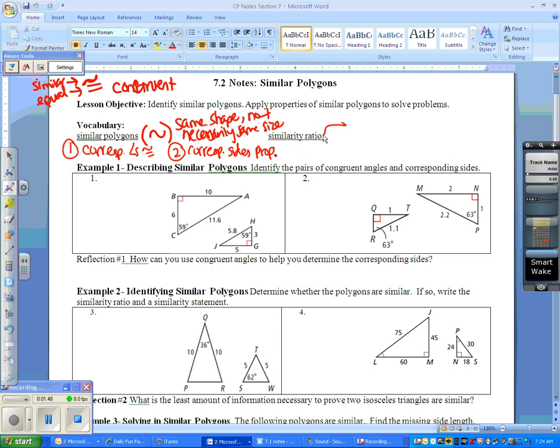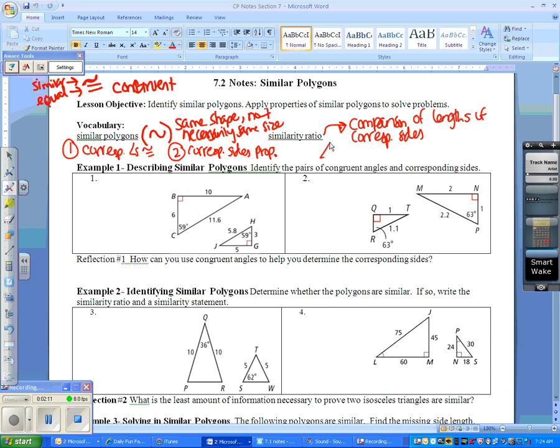And when I ask you for a similarity ratio, that's just basically the comparison, right? Ratio means comparison. The comparison of the lengths of corresponding sides. And that's going to be important when we need to verify if polygons are similar.